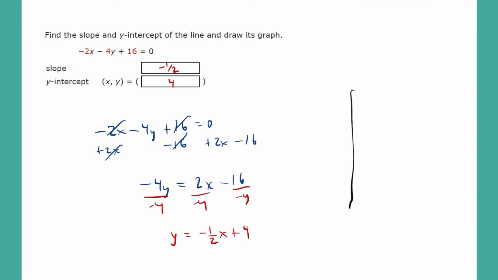And then to graph, we draw a coordinate plane again. 1, 2, 3, 4, 5. 1, 2, 3, 4, 5. So we always start with the y-intercept when we're graphing. 1, 2, 3, 4. And then we're going to go down 1/2. That would be our slope. So it's about there.